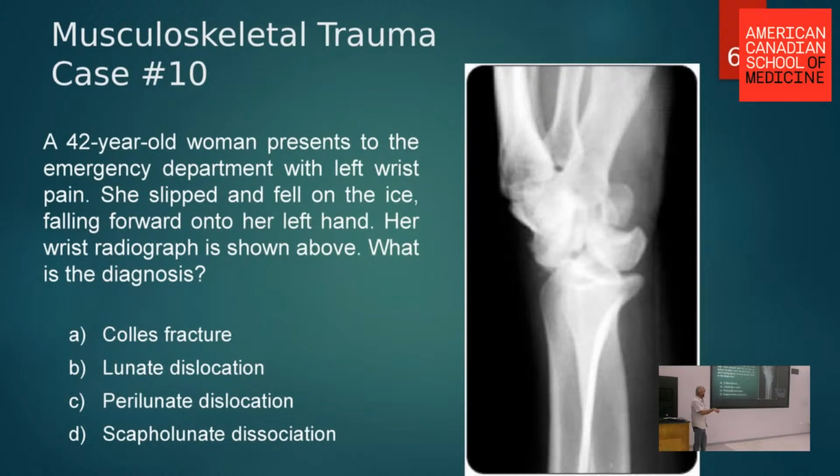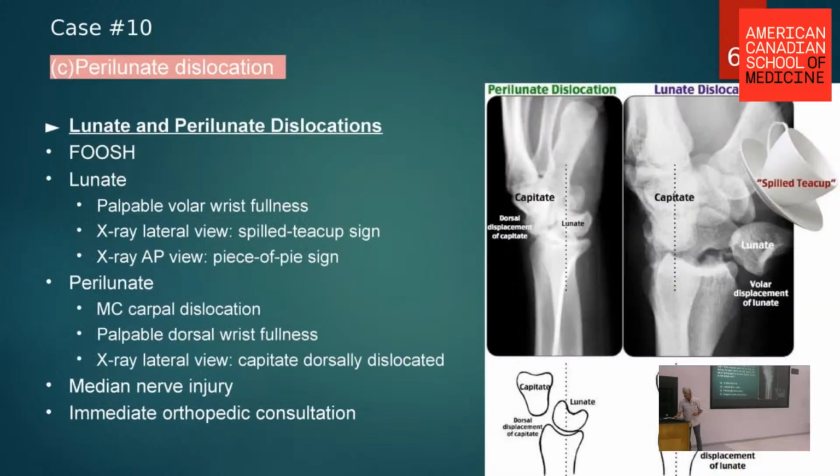Lunate is one of the bones in the wrist. So obviously, if it's a lunate dislocation, that bone is dislocated. If it's a perilunate dislocation, that means things dislocated from the lunate. In other words, lunate properly positioned, the other carpal bones dislocated from it. So we'll show you. It's a tough one.